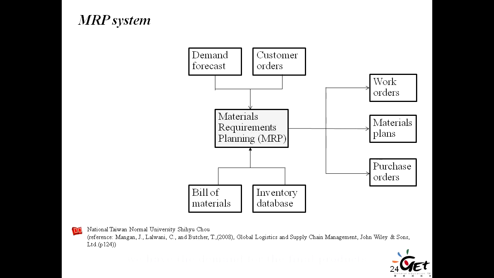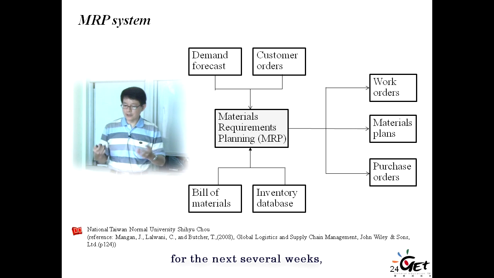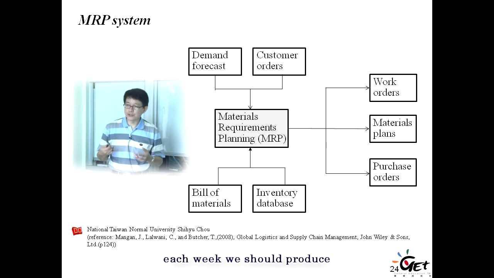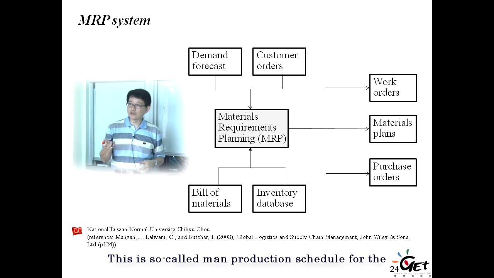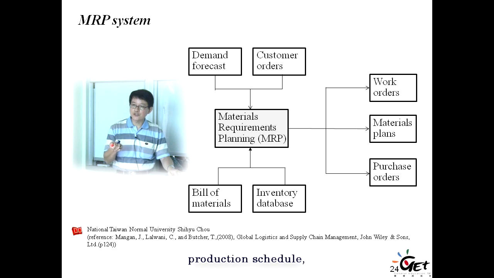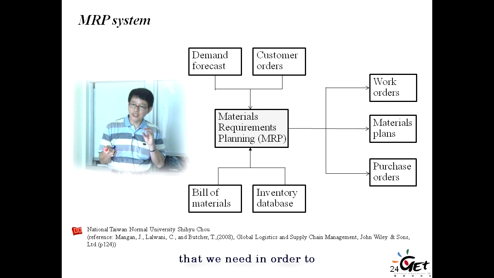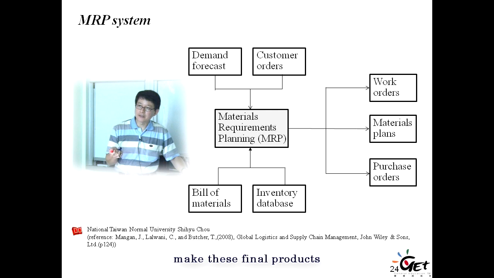First, we have demand for the final products. This demand either comes from our forecast or from the actual orders. Then we put them together. This information tells us for the next several weeks, each week, how many units of the final products we should produce. So this is the so-called main production schedule for the final products that we are going to sell to our customers. Based on this production schedule, we then check what components or materials we need in order to make these final products.